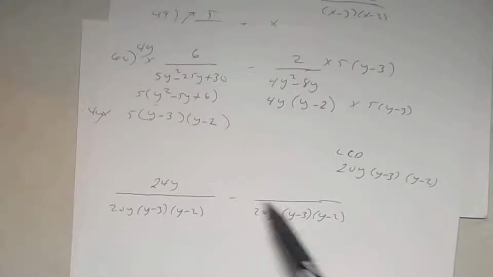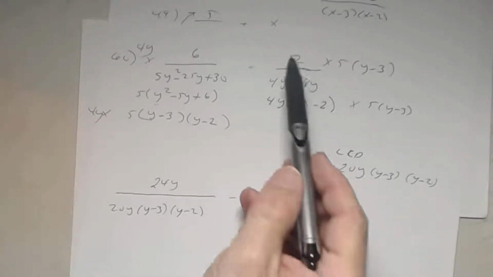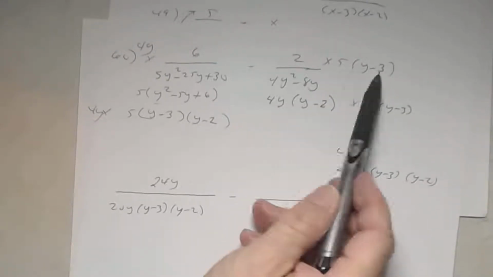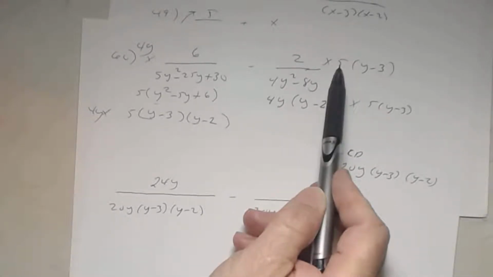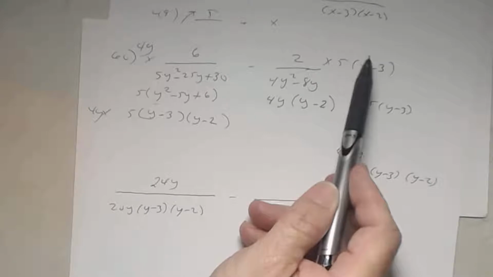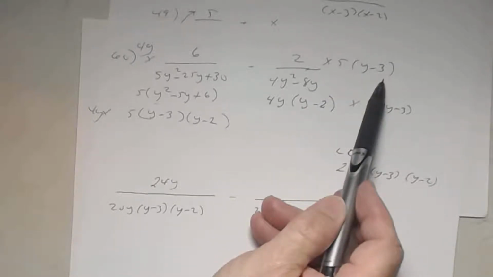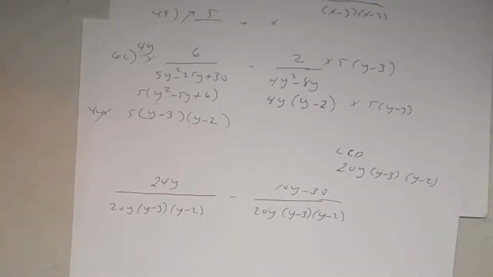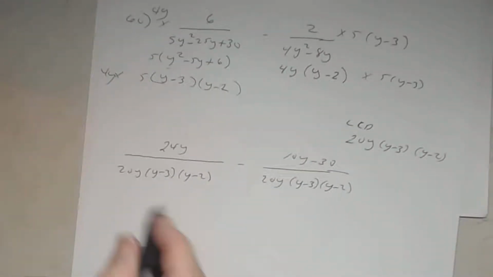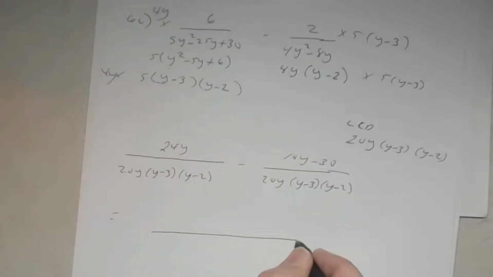All right, so I have to put this numerator here. How are you going to deal with this right here? Very good. So 2 times 5 is 10, and then distribute the 10. So that'll be 10y minus 30. Now, once you do that, what's the next step? Write it as one fraction.